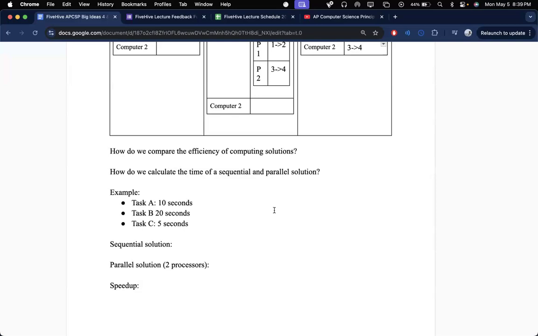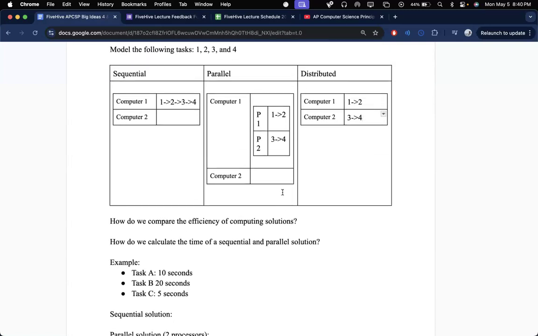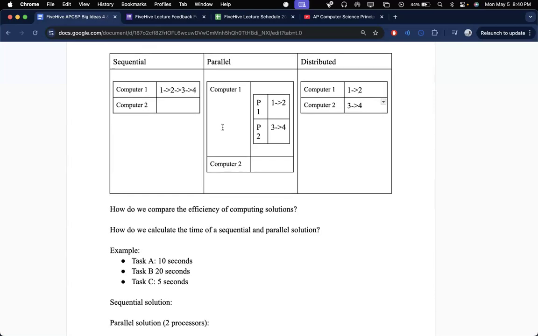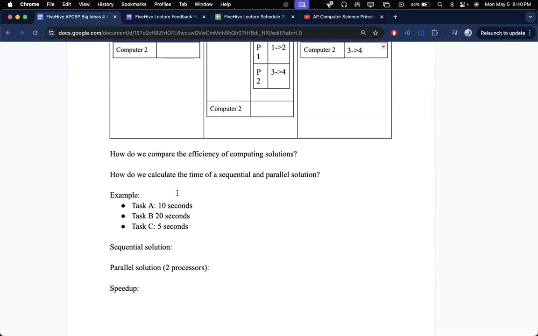So comparing the efficiency of computing solutions, what we can say is we need to calculate the time it takes them to perform the same tasks, right? For example, if this one takes 50 seconds, maybe this one takes 20 seconds, then we can say that this one, obviously parallel, is going to be faster, right? And that's generally what you'll get because you're splitting up the work between processors, right? So how do we calculate the time of sequential and parallel solutions?